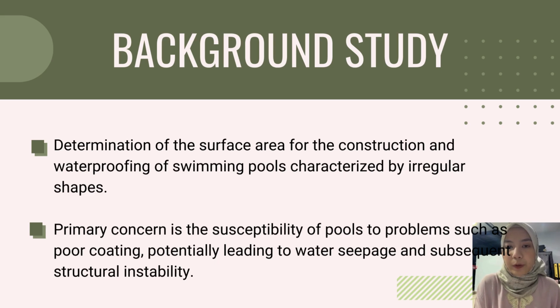This study undertakes a comprehensive exploration focused on the determination of the surface area for the construction and waterproofing of swimming pools characterized by irregular shapes. The project advocates for the strategic application of epoxy coating materials, emphasizing the importance of achieving optimal coverage on the pool's concrete surface. Thus, the calculation outlines a methodical process involving the tracing of the irregular pool base under a scale graph, employing Simpson's rule of 1/3.